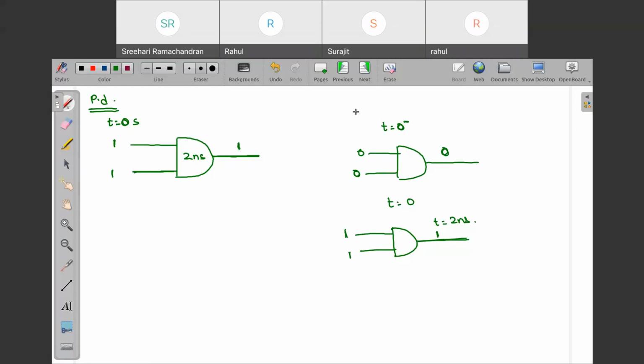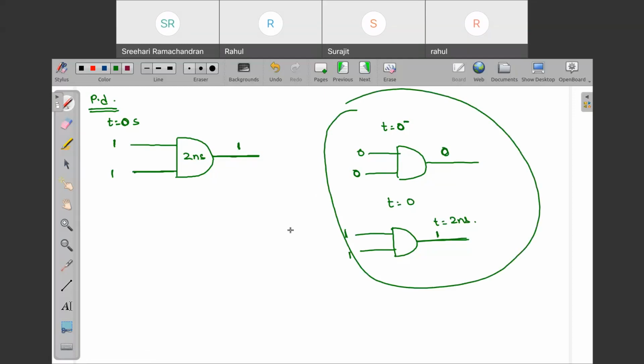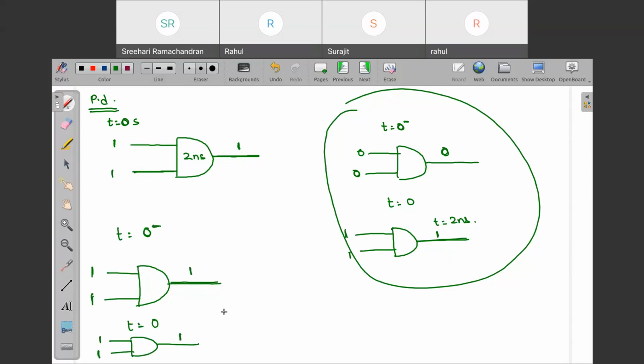But assume instead of this case, I had assumed at t equal to 0 minus, my inputs were 1 1. I am assuming at t equal to 0 minus, both the inputs were 1 1, output was 1. Then at t equal to 0, I applied my input as 1 1. So still output hasn't changed.